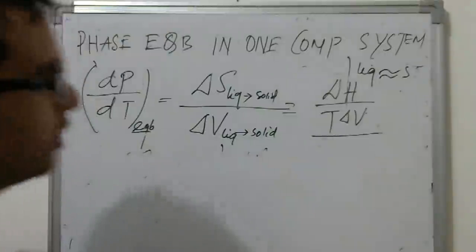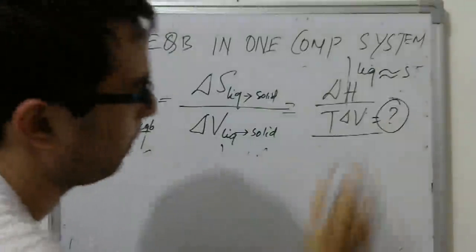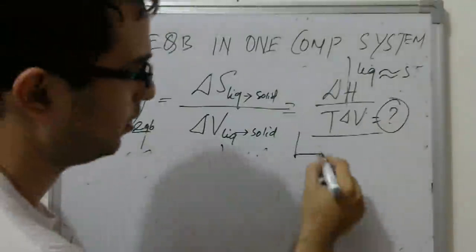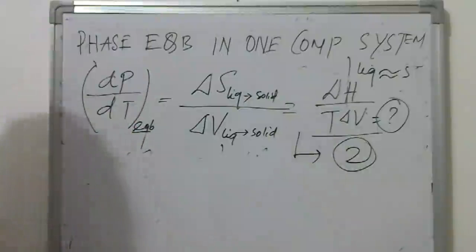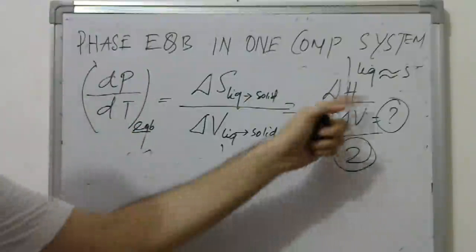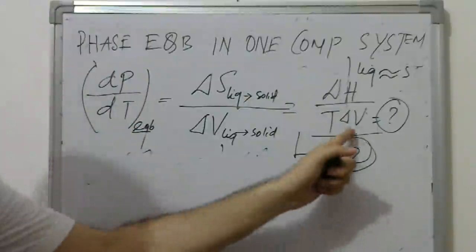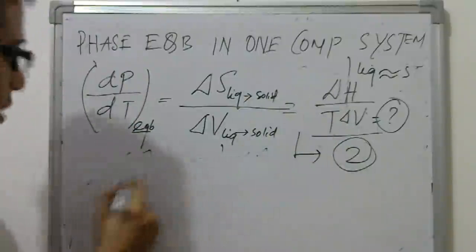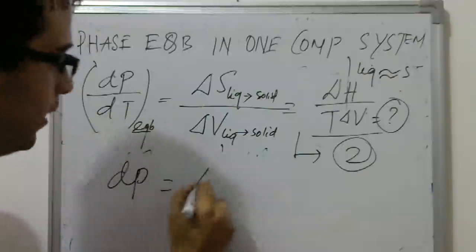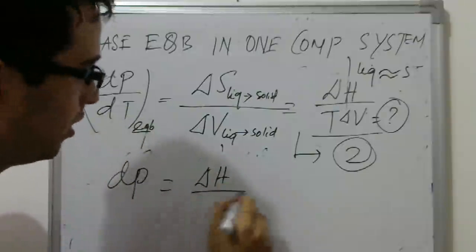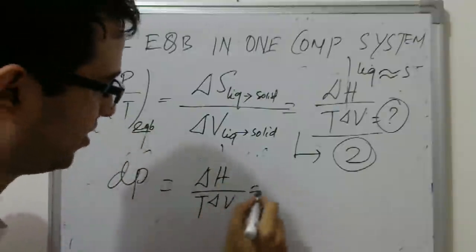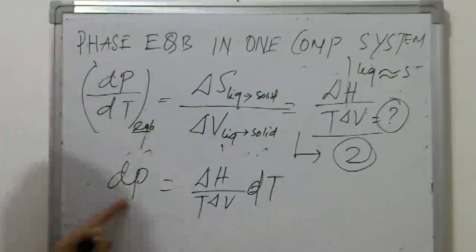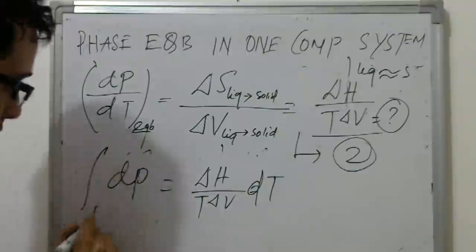Now think about this. Sometimes you will be asked a question. Please note it down. It's another equation, equation 2. This is also very important. Sometimes you are given the enthalpy, the volume change between two states, and the temperature at which the temperature must be changed. So normally we express this as dP equals delta H by T delta V dT. You have to do an integration from P1 to P2.